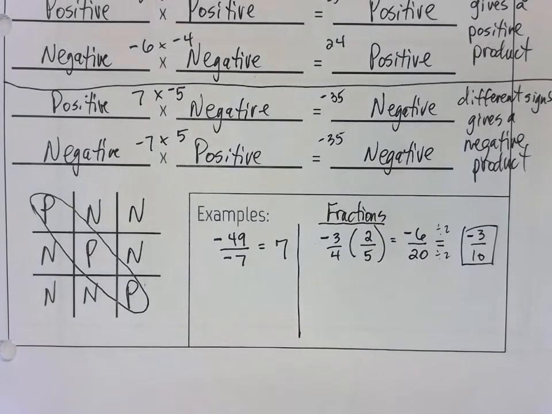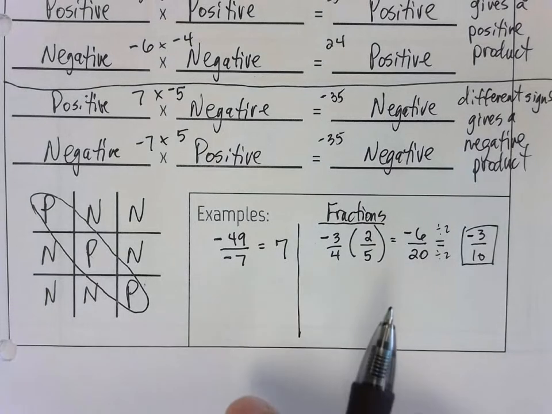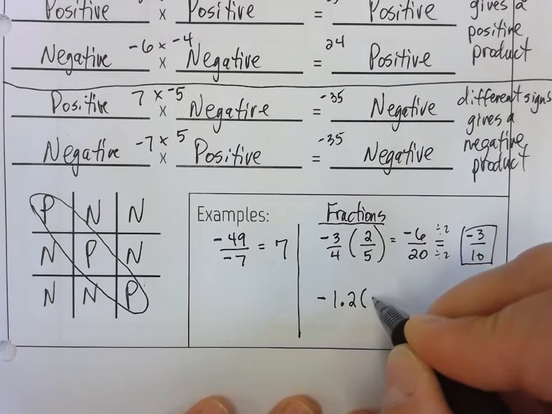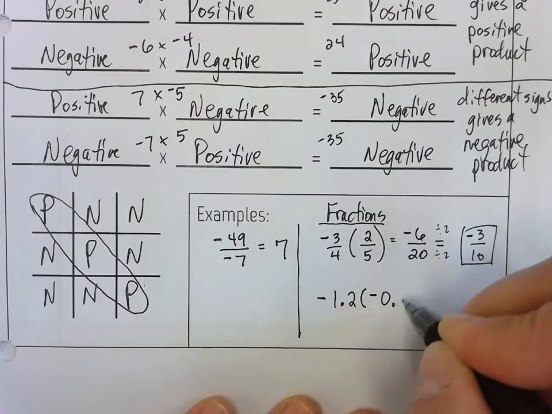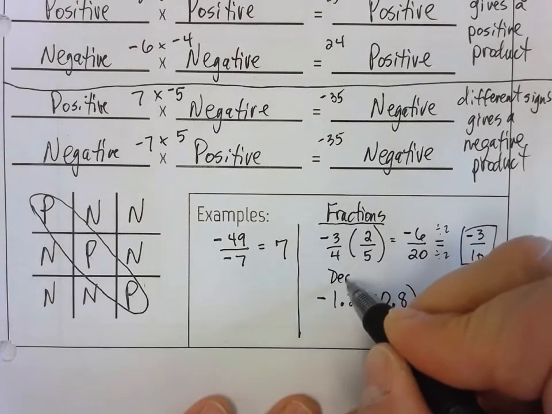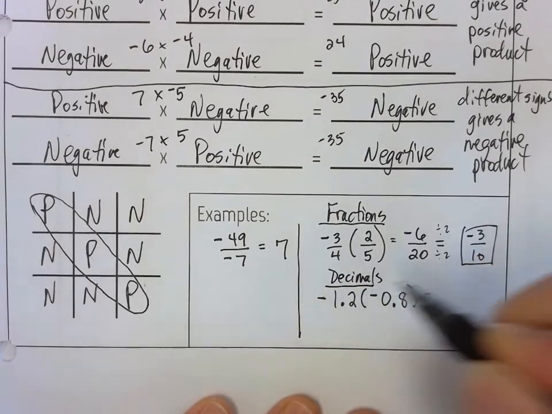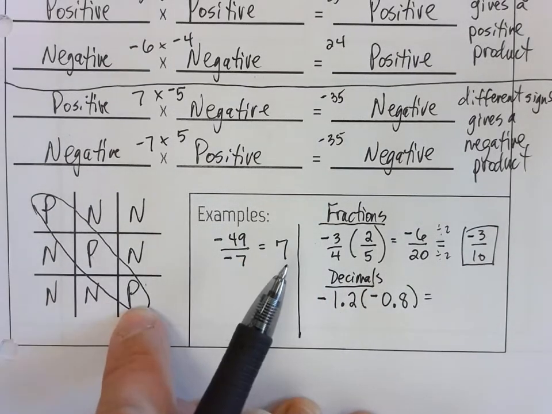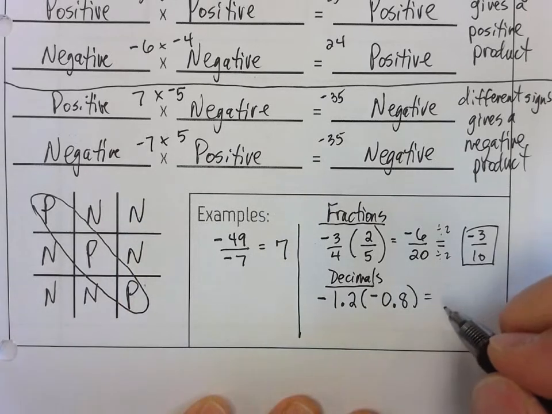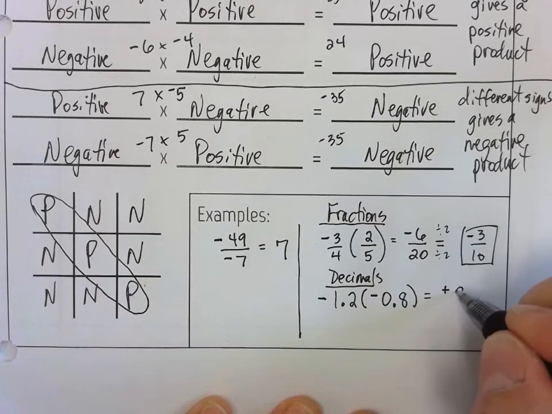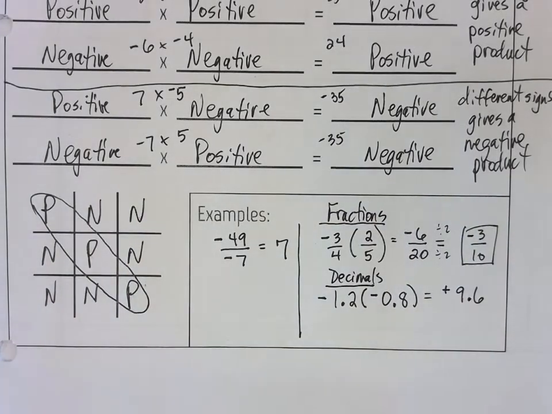All right. So remember, whether it's whole numbers, fractions, what about 1.2 times negative 0.8? Is that going to change if we've got decimals? It is not. A negative times a negative, still, if you go there, is a positive. So we know it's going to be a positive answer. And 12 times 8 is 96, so that would be 9.6.